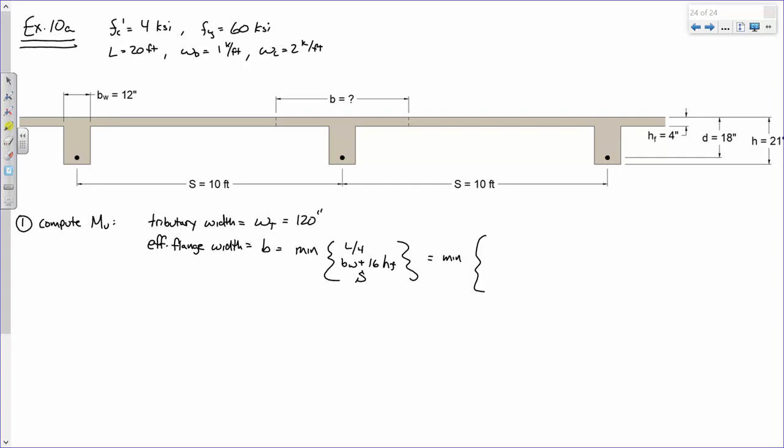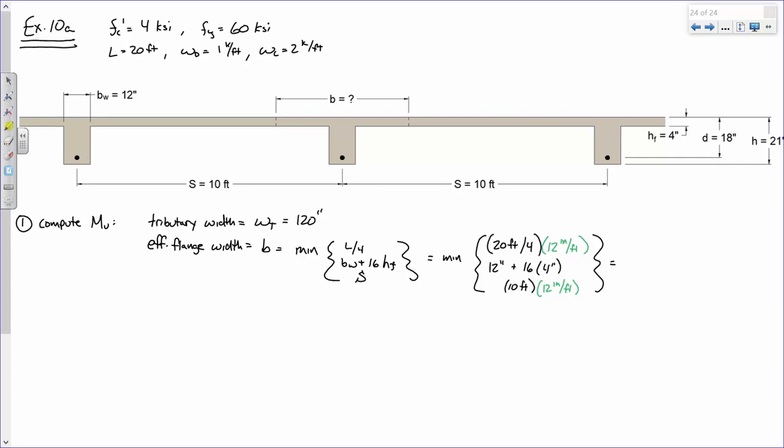Keep in mind, you're going to compare 20 feet with BW and HF, which are in inches. So go ahead and take the chance right now to say that this is 20 feet divided by 4, but multiply that by 12 inches per foot. Get everything in consistent units. Next one, this is 12 inches, sorry, I think I said 10 inches earlier. 16 times 4 inches. And then S is our girder spacing, and that's 10 feet, again 12 inches per foot.